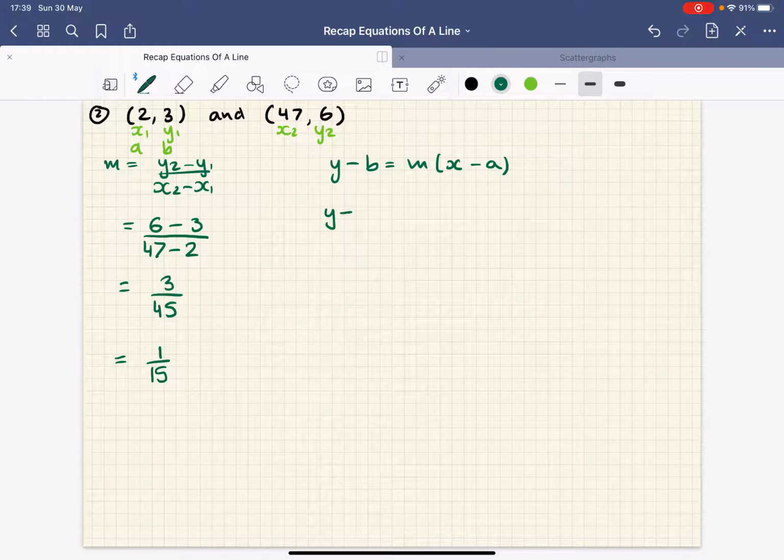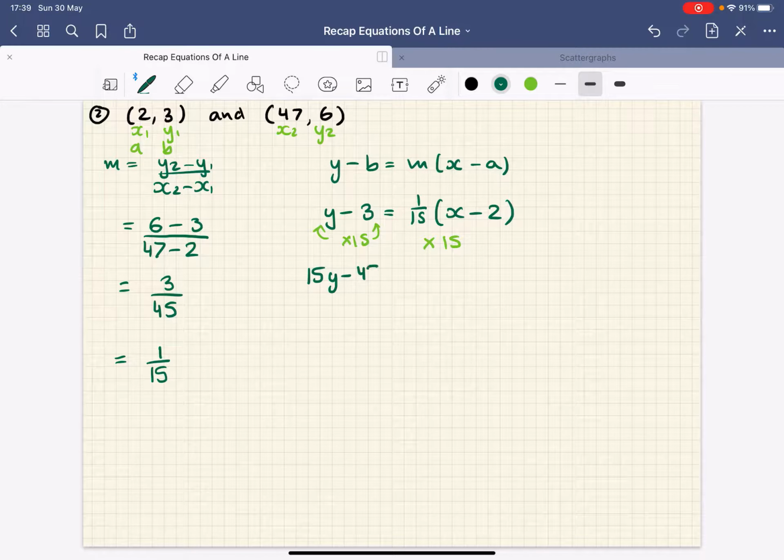So I've now got y minus 3 equals 1 over 15 bracket x minus 2. I want to get rid of that fraction to just help me out a bit. So what I'm going to do is times both sides by that 15, by the denominator. And remember, the y and that minus 3, they are two different things. So I need to multiply them individually by 15. So that's now going to give me 15y minus 45 equals 1 bracket x minus the 2. Because remember, when I multiply by the denominator of the fraction, I'm left with just the numerator.